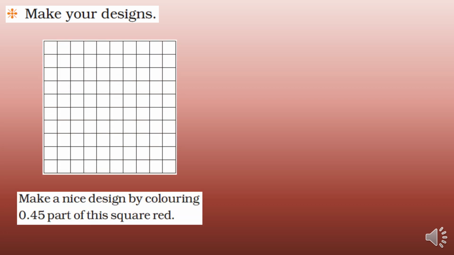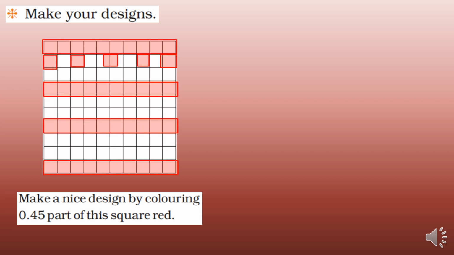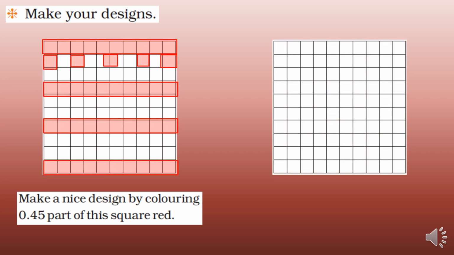Make your designs. See, make a nice design by coloring 0.45 part of this square red. So 0.45 part is equal to 45 boxes. So you can make your own designs by coloring 45 boxes out of these 100 boxes.